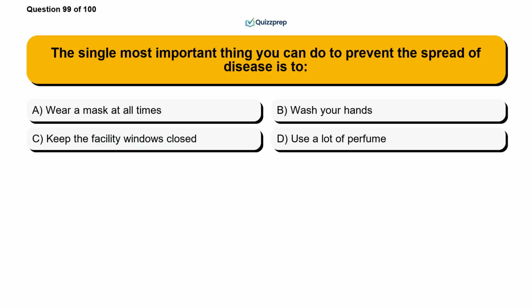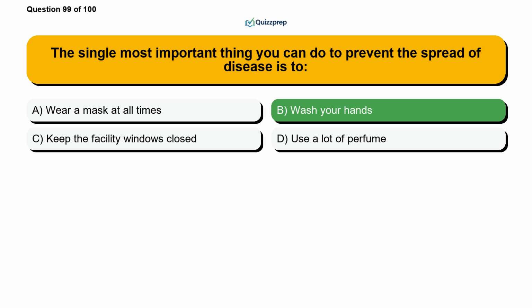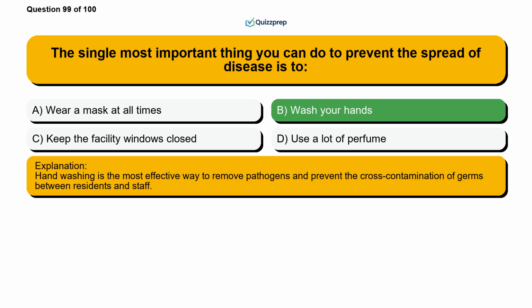The single most important thing you can do to prevent the spread of disease is to: Option A, wear a mask at all times. Option B, wash your hands. Option C, keep the facility windows closed. Option D, use a lot of perfume. The correct answer is option B, wash your hands. Hand washing is the most effective way to remove pathogens and prevent the cross-contamination of germs between residents and staff.